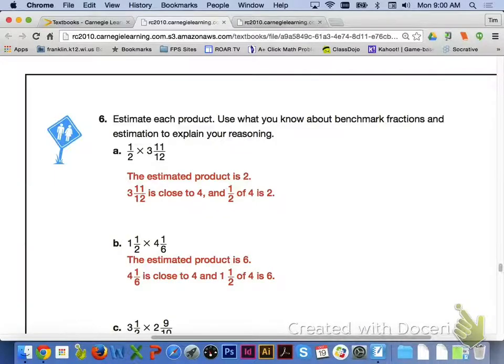For letter A, the estimated product is going to be 2. 3 and 11/12 is close to 4, and half of 4 is 2. For letter B, I have 1.5 times 4 and 1/6. The estimated product is going to be around 6. 4 and 1/6 is close to 4, and 1.5 times 4 is going to be 6.